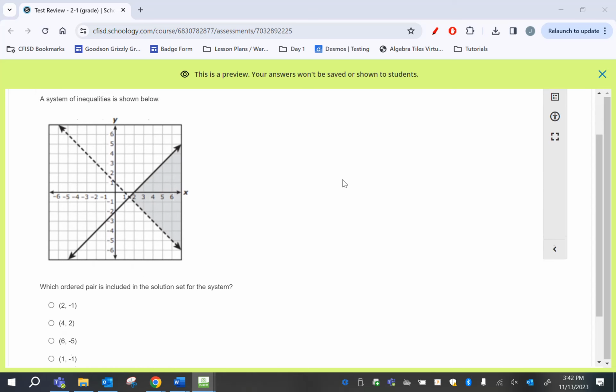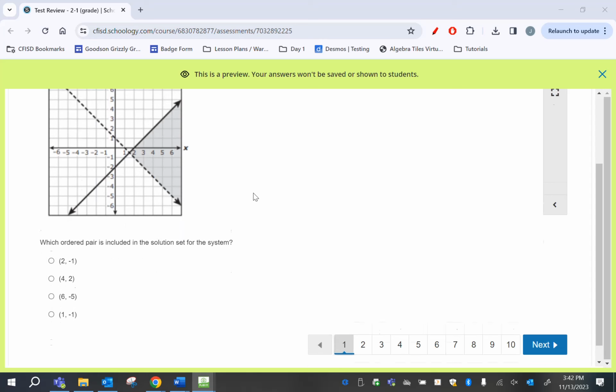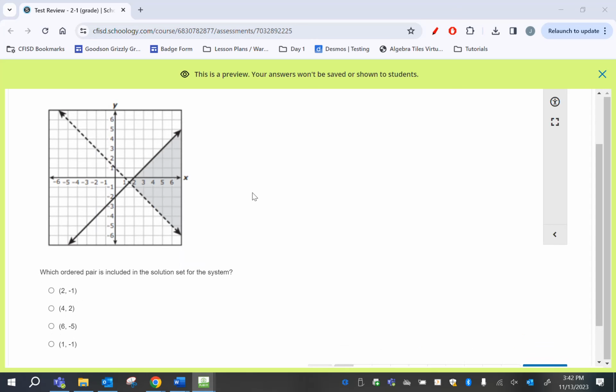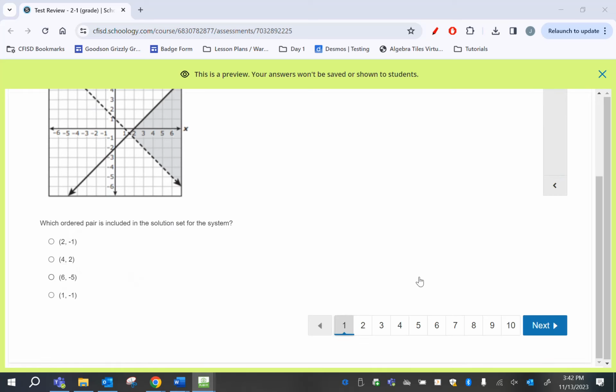This first one in the review is just find the ordered pair that's included in the solution set for the system. So basically what that means is you're looking for the point that is in the shaded region or on the solid line that is adjacent or touching the shaded region. So this is a system of inequalities. You can see that the dashed line is shaded above, the solid line is shaded below, so the solution set to the system is this shaded region here.